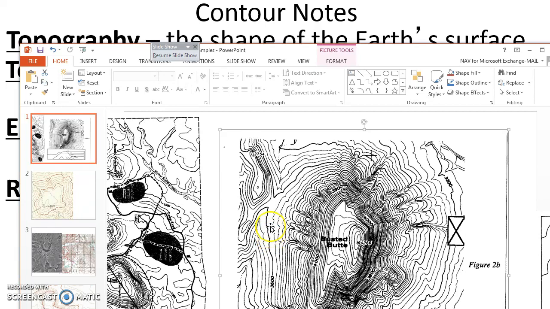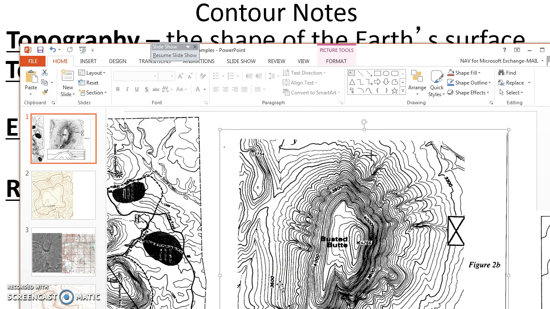You can see these lines. These are the contour lines. This one looks like 3,600, and then the one right here would be 3,800. So then you calculate how much each of these goes up. They go up by 20 feet each one, or so forth.